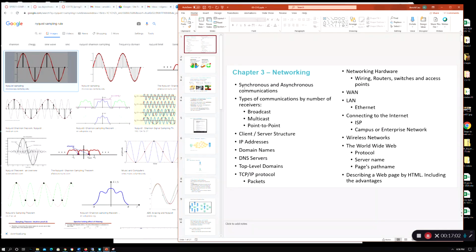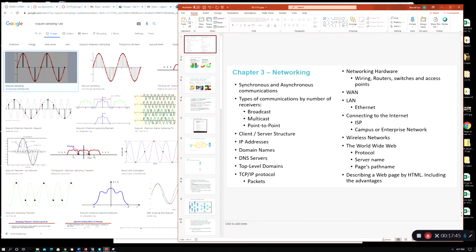So this is an important concept, synchronous versus asynchronous communications, which is probably what I'm going to cover for this lecture. And then you have all these other different things in terms of network, this idea of a client server, IP, internet protocol addresses, domain names, domain name servers, top level domains, the TCP/IP protocol, which is how we transmit stuff over the internet, or over the network per se. Different things that make up the network. WAN is wide area network. LAN, local area network, which has the Ethernet, connecting to the internet, internet service provider, ISP.